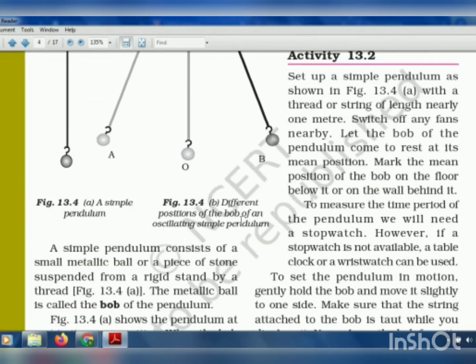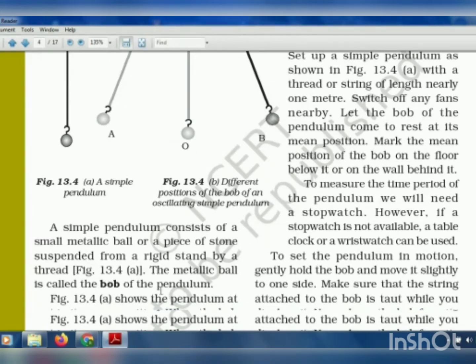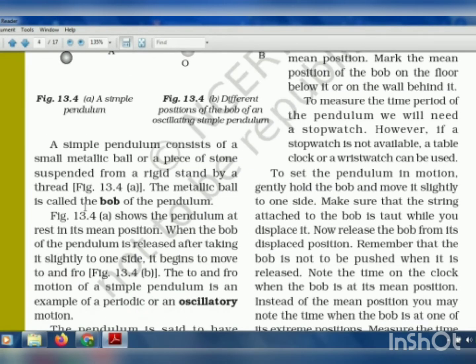Now this is how a pendulum moves. It moves from left to right like this. Okay. A simple pendulum consists of a small metallic ball or a piece of stone which is suspended from a thread from a ridge, and the thread is attached to a stand. Okay. So the metallic ball is called the bob of the pendulum. The weight that is attached at the end of the thread is called the bob. Now, initially the pendulum is at rest, means it is at the center.